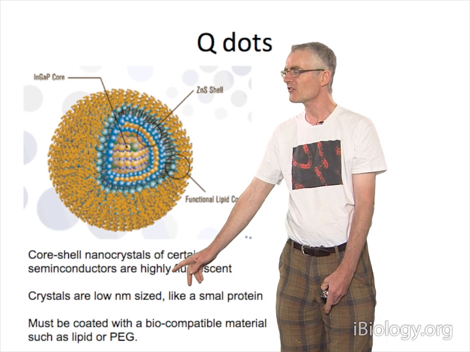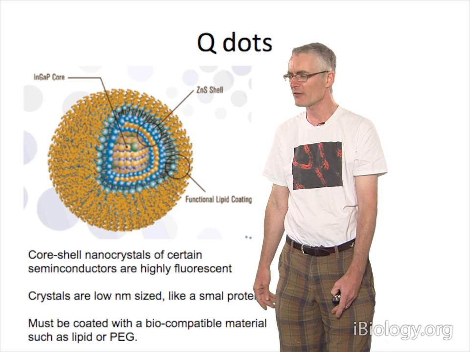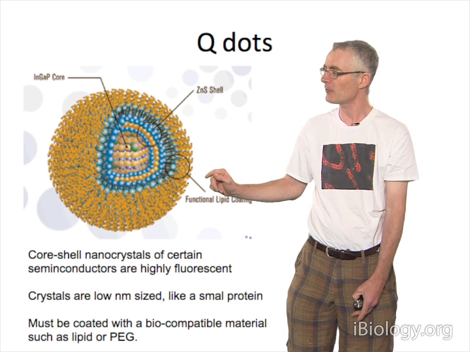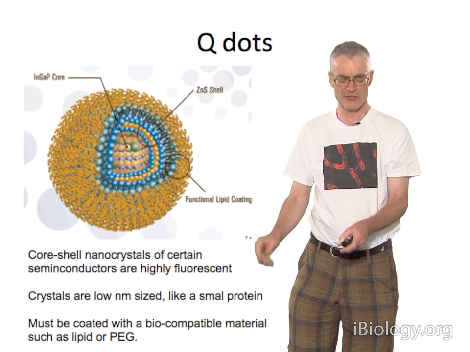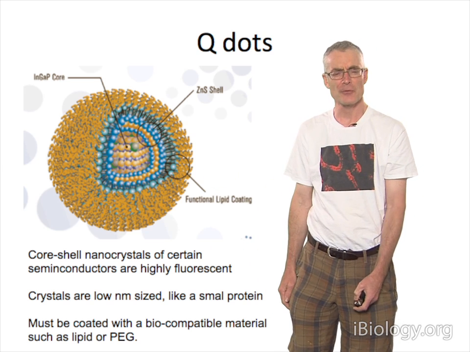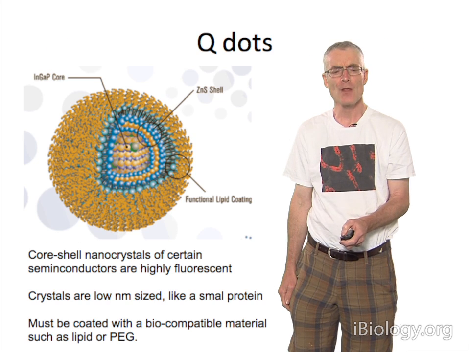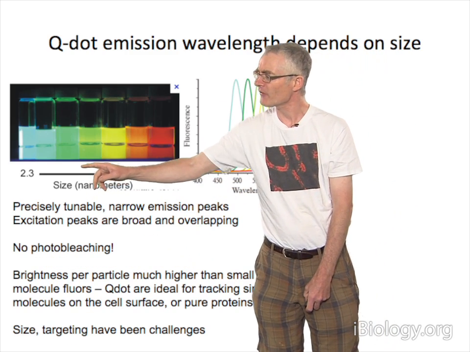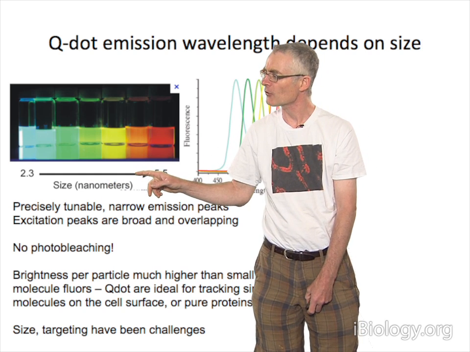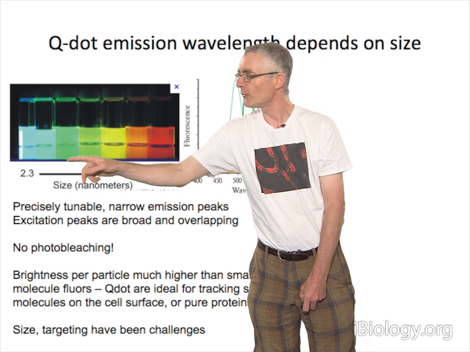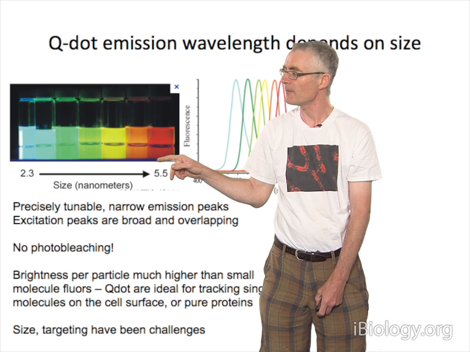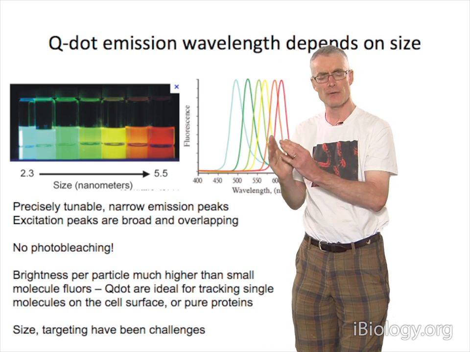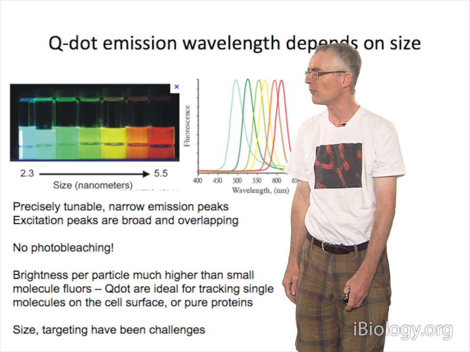They are nanometer size, these Q dots, so they're more like a small protein in size, and then they have to be coated with a biocompatible coating. This particular one has been coated with a lipid so that they don't interact non-specifically with biomolecules. And it turns out with quantum dots, you can tune the wavelength simply by the size of the semiconductor crystal. So you can here go from blue to deep red simply by increasing the size. And they have very, very tight emission spectra, so you can, in principle, deconvolve more of them in a microscope.